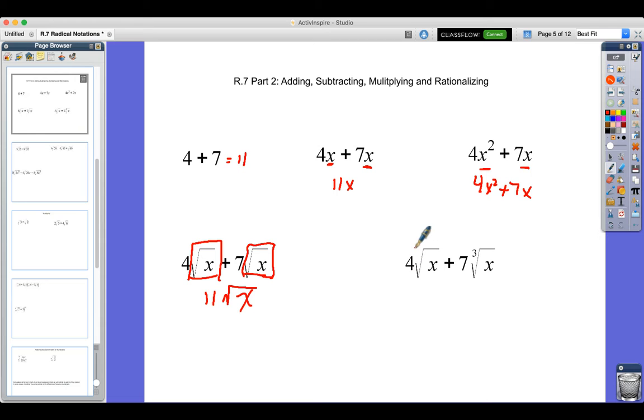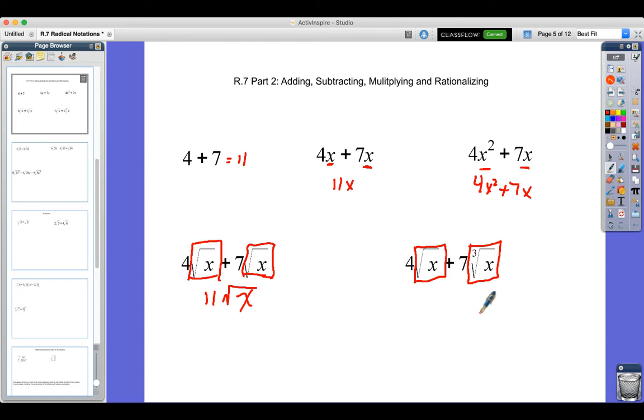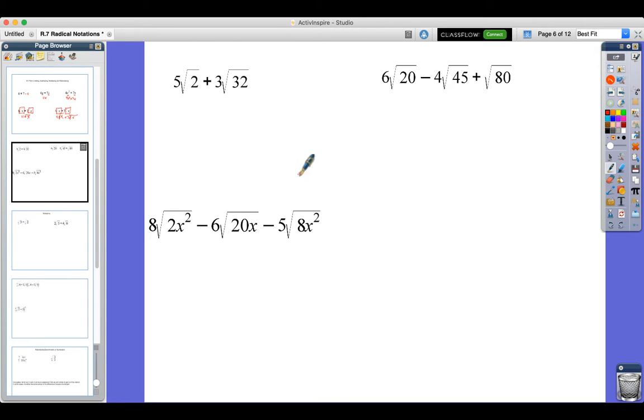But what about 4 radical x plus 7 cube root of x? Can you add those? No, you can't, so we're just stuck with 4 radical x plus 7 cube root of x. So that's part of adding and subtracting: these have to match, similar to the ones we've done before.